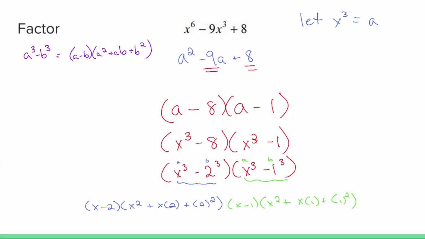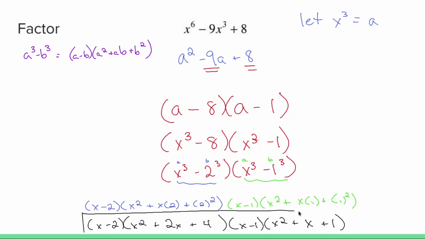Okay, so looking at it one parentheses at a time, I don't have to clean you up too much. x minus 2, x squared plus 2x plus 4, x minus 1, x squared plus 1x plus 1. Lots and lots and lots of factoring. Who would have thought that that actually factors out to that? Isn't that pretty?